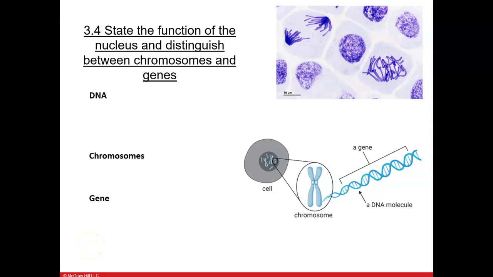We are on section 3.4 and we're talking about cells, and the learning outcome says state the function of the nucleus and distinguish between chromosomes and genes. I think that kind of vocabulary can be really confusing. So I put a picture back up here.